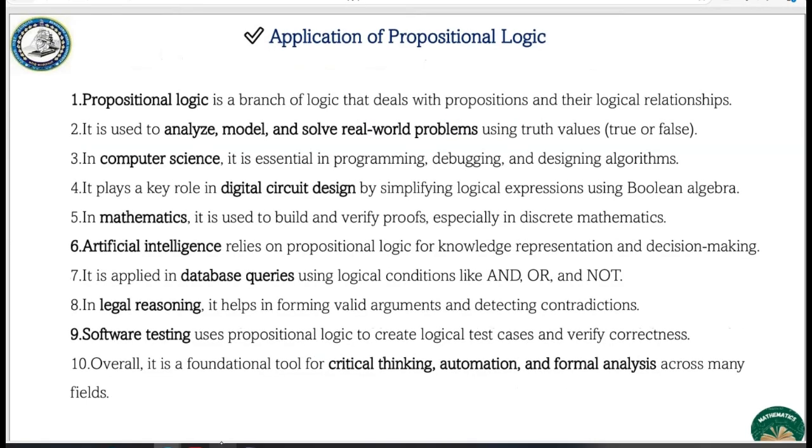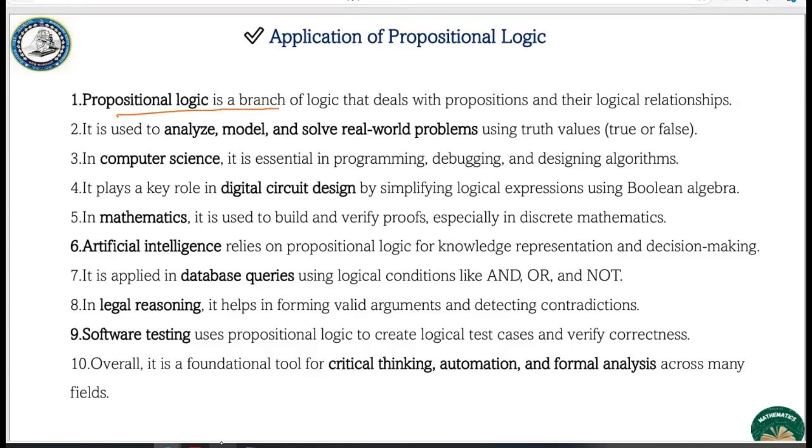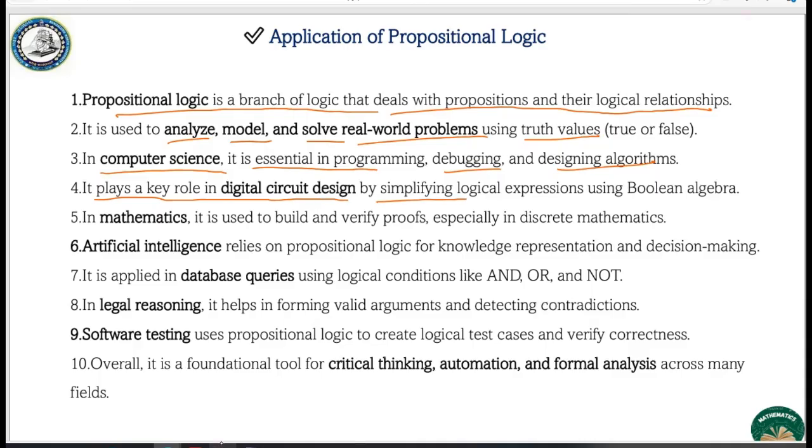Now we'll move on with the next one. It is called application of propositional logic. It is used in many different fields. Propositional logic is a branch of logic that deals with propositions and their logical relationships. It is used to analyze, model, and solve real world problems using truth values. In computer science, it is essential in programming, debugging, and designing algorithms. It plays a key role in digital circuit design by simplifying logical expressions using Boolean algebra. In mathematics, it is used to build and verify proofs, especially in discrete mathematics.